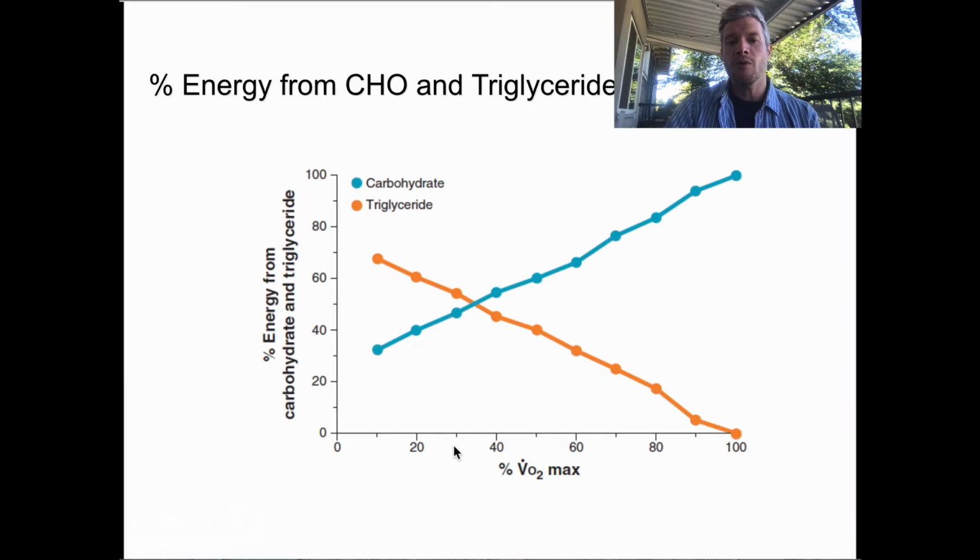Okay, so the bigger the workload of our VO2 max that we demand by doing the activity, the more we're going to see an increase in carbohydrates. And of course, the more we use carbohydrates, the more negative feedback loop we have on triglyceride use, so we have less and less of that. Again, maximum effort means maximum carbs.